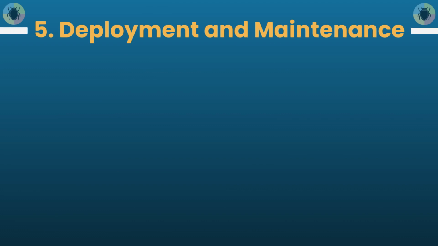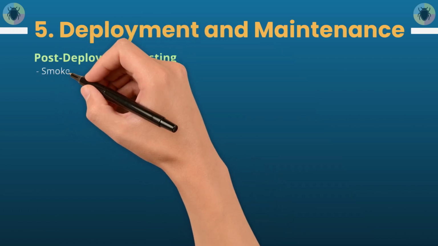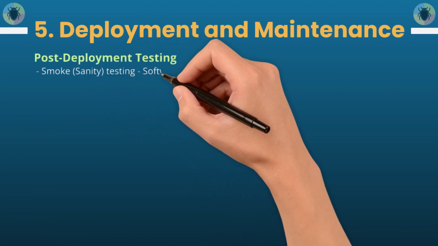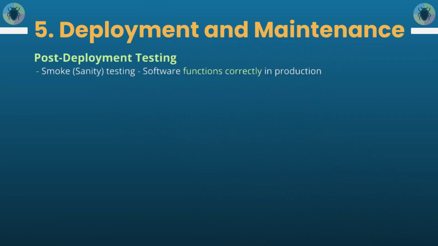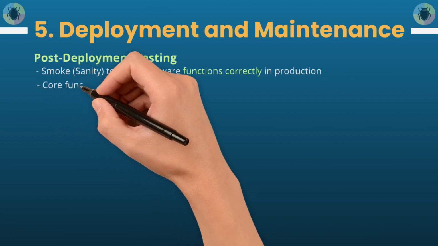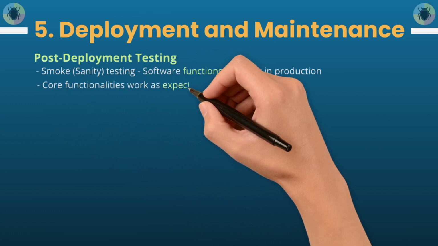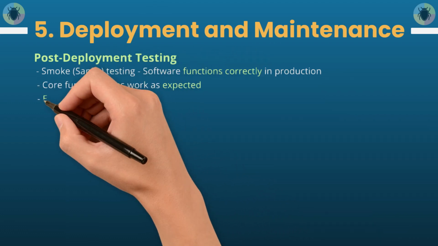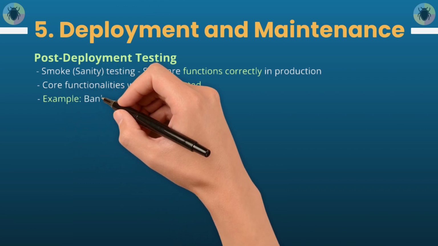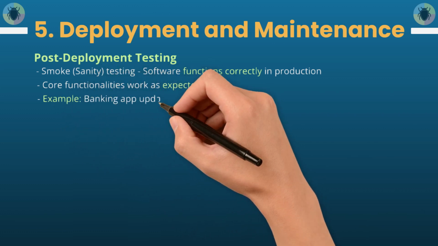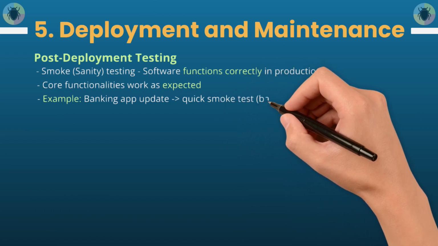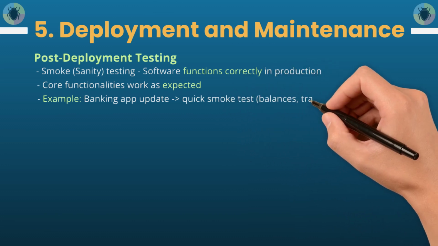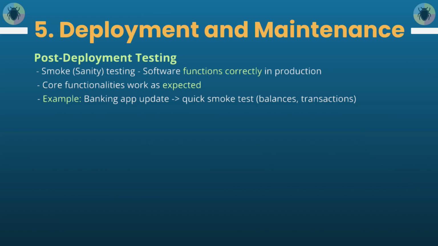Deployment and maintenance. Post-deployment testing. Conduct smoke testing or sanity testing to confirm the software functions correctly in production. This step verifies that the core functionalities work as expected in the live environment. Example: after deploying an update to a banking app, perform a quick smoke test to verify that users can still log in, check their balances, and perform transactions.